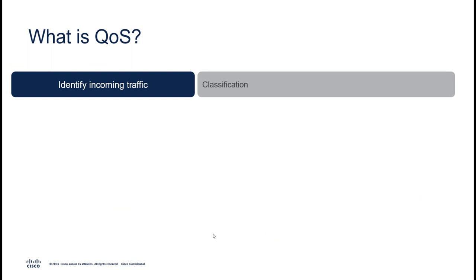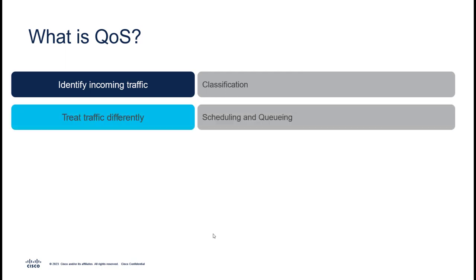That brings us to what are the various components that QoS brings to the table. What are the different things that QoS can help us do? The first one is to identify the traffic coming in, because we need to be able to distinguish between high priority traffic and low priority traffic. The way we do this is by using a method that we call classification. Here we identify the traffic that's coming into the system. Once we've identified the traffic, we want to treat it differently. The way we do it is by making use of toolsets called scheduling and queuing.